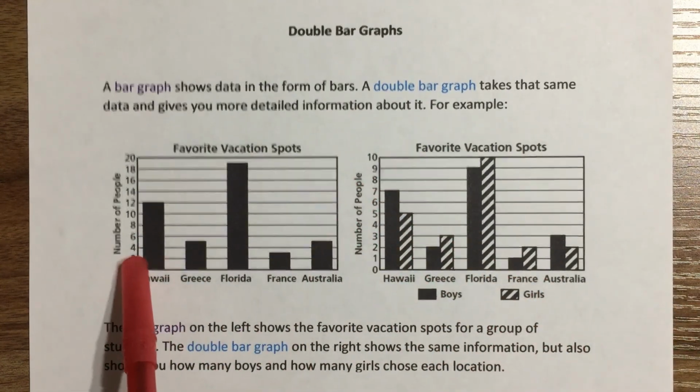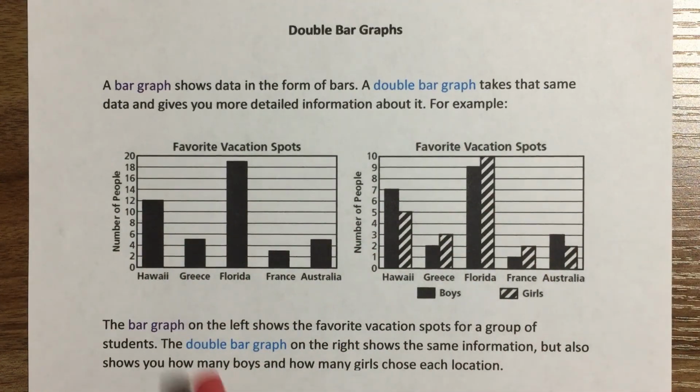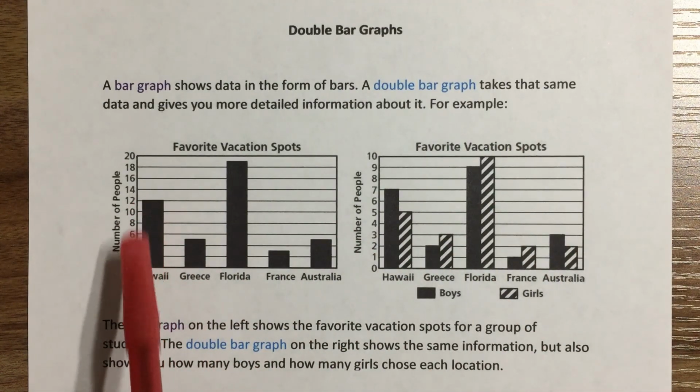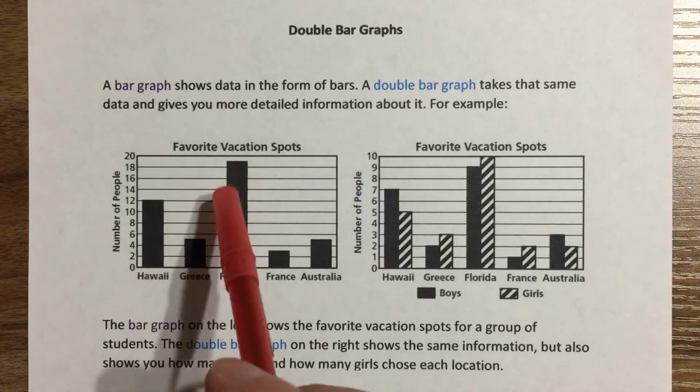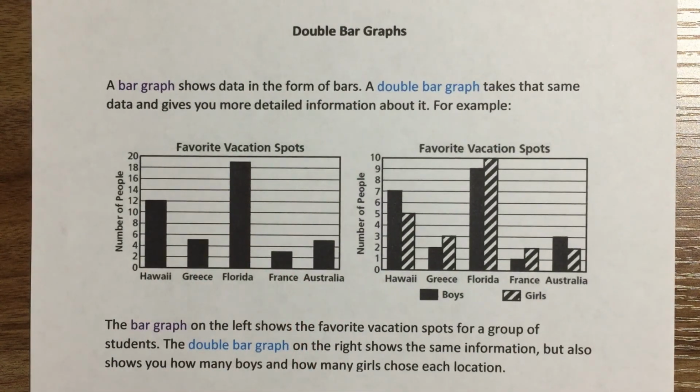We count by twos along the side. For Hawaii, we follow that bar up to 12, so we know 12 people chose Hawaii. Greece goes up to halfway between 4 and 6, which tells me 5 people chose Greece. You can see the same thing for Florida, France, and Australia. We had 19 for Florida, 3 for France, and 5 for Australia as well.